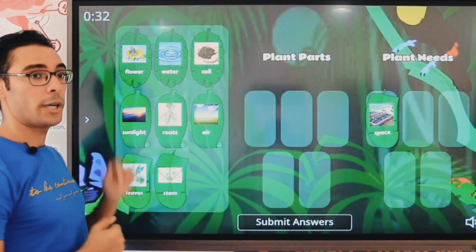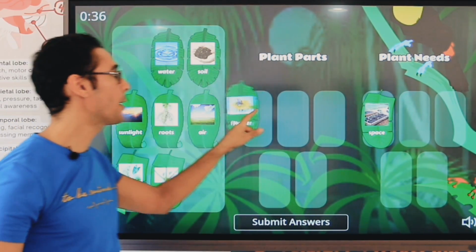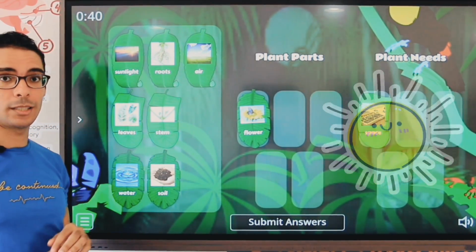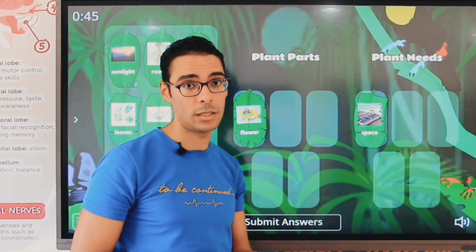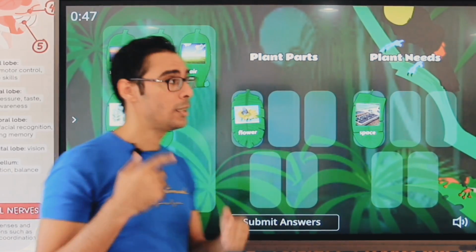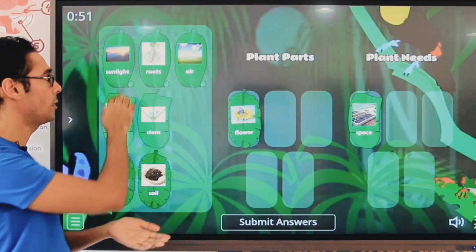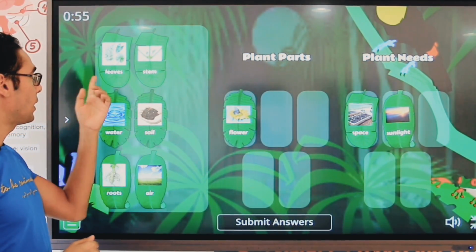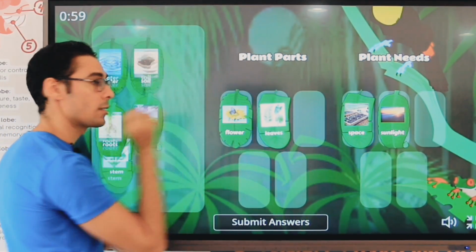Okay, the flower, what do you think? Perfect. The flower is the part of a plant. Okay. The next one, sunlight. Do you think the sunlight, is it a plant part or a plant need? Just think. Yes, it's important for the plant parts, but it's not a plant part. It's a plant need. So we fill it there. The next one, leaves. Yes, these are plant parts.